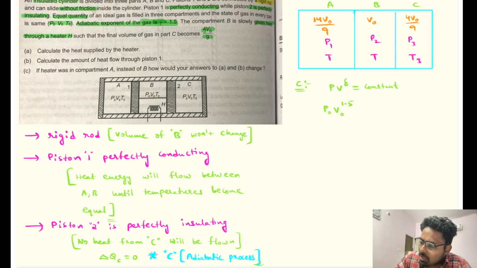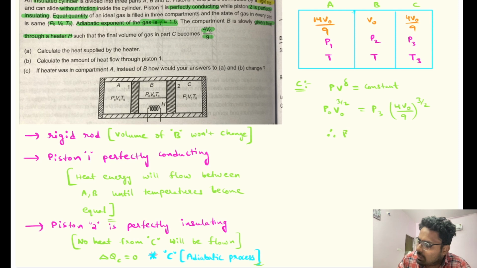Gamma is given as 1.5 over here. The final pressure I don't know, P3. And the final volume is what? It is 4V naught by 9, whole power of 3 by 2. So here also let me just change to 3 by 2. Then V naught power 3 by 2 will get cancelled.